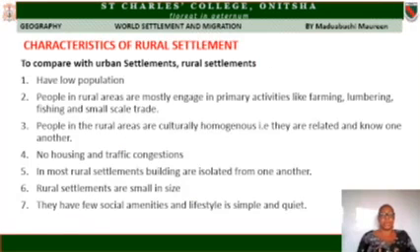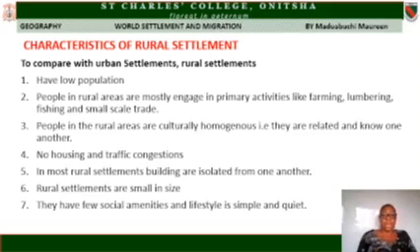Characteristics of rural settlements. To compare with urban settlements, one, rural areas have low population. Two, people in rural areas are mostly engaged in primary activities like farming, lumbering, fishing, small-scale trading based on their environment. If an area is a forest area, the people engage in lumbering. If it's a riverine area, they will engage in fishing.